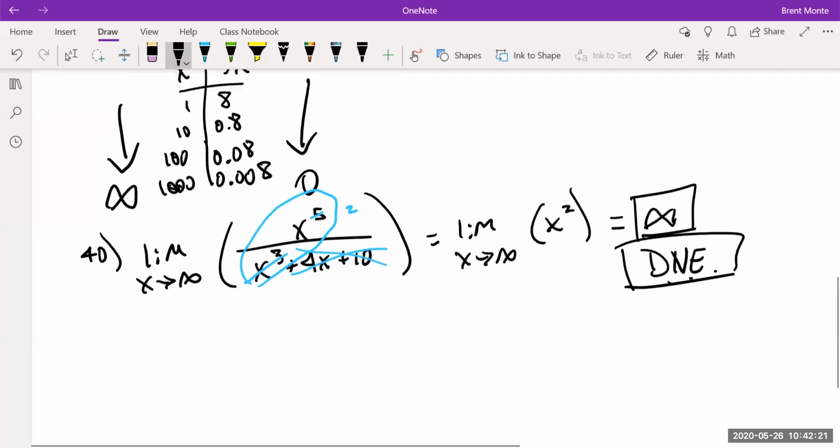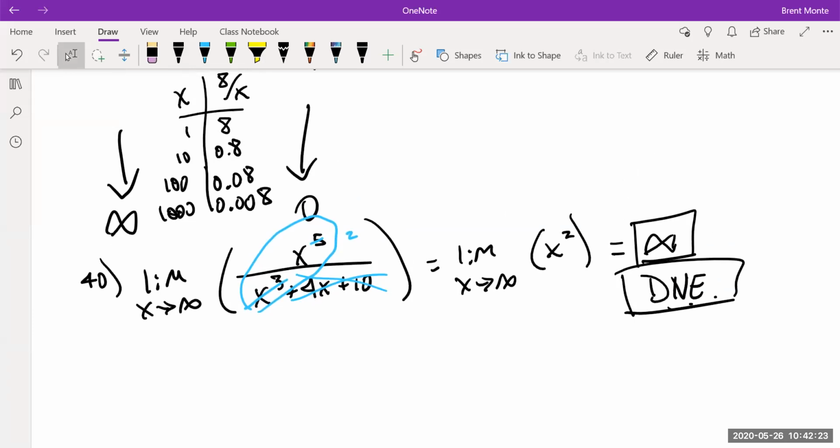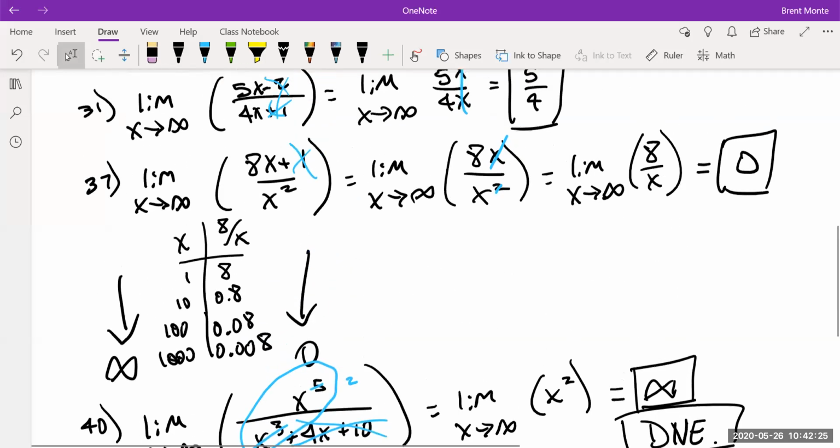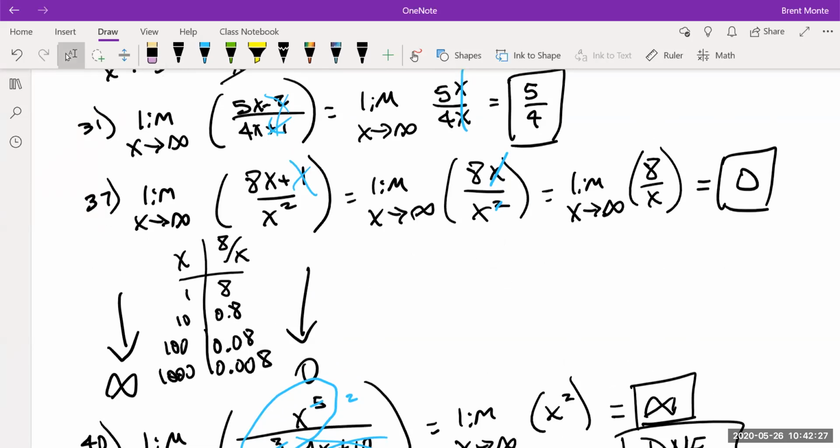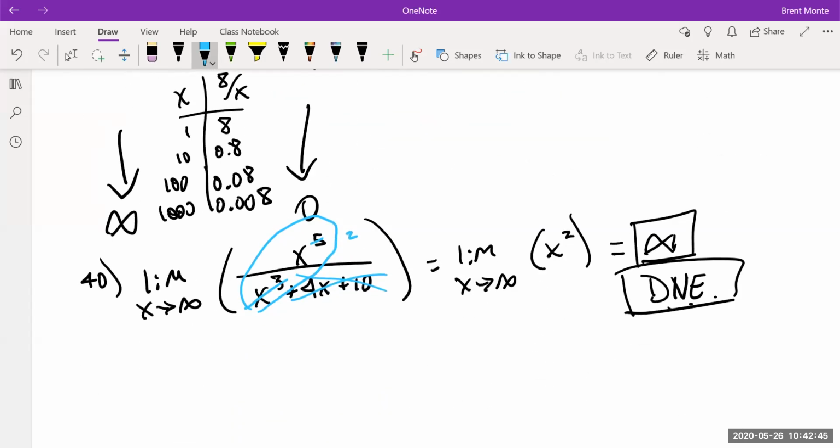But here's the idea. As x goes to infinity, all you do is look at the highest powers. If the highest power on the top and the bottom, like on problem 31, are the same, you're just going to reduce and end up getting what those reduce to, 5/4. If the power on the bottom is bigger than the power on top, it's always going to go to 0. And if the power on the top is bigger than the bottom, it's always going off to infinity. So those are the 3 different options.